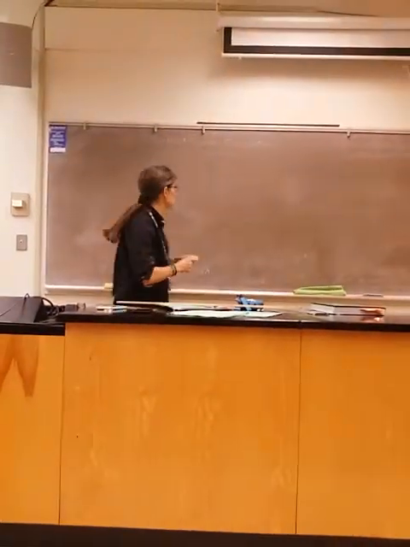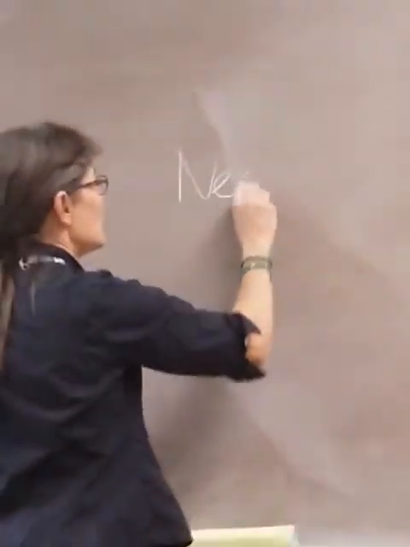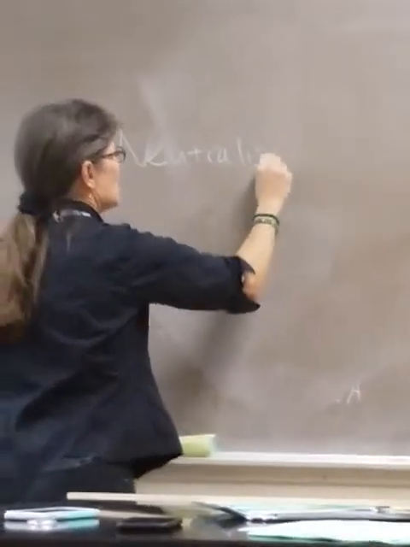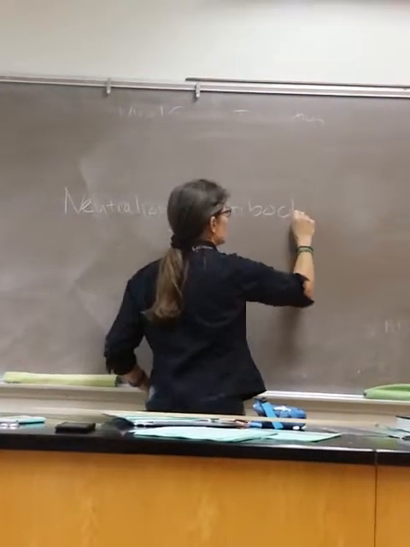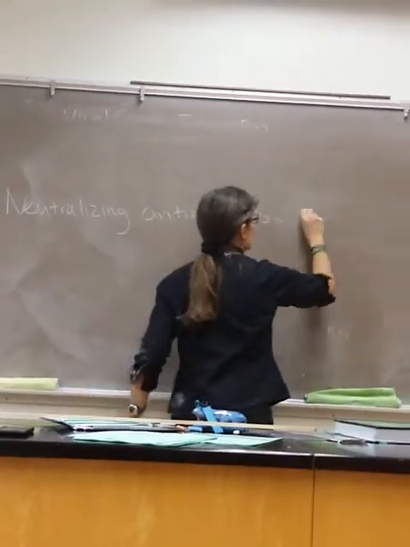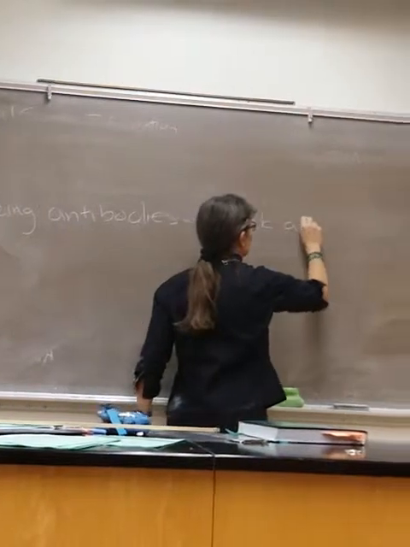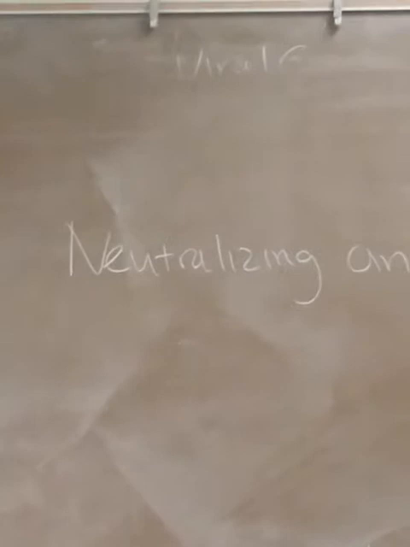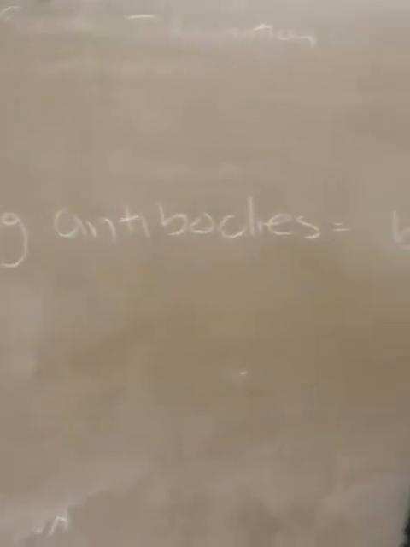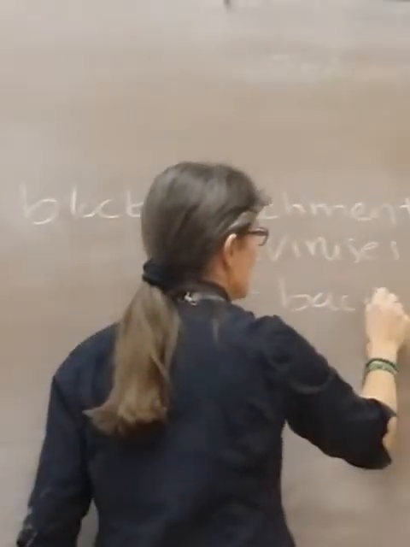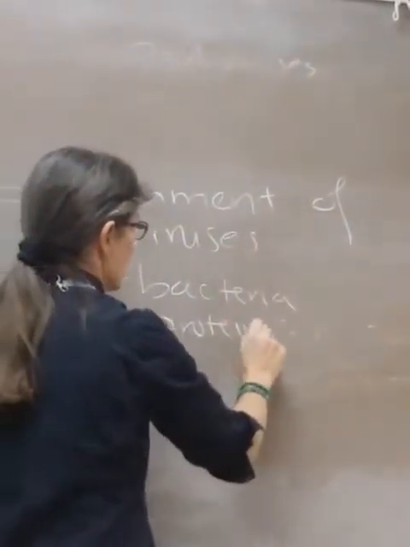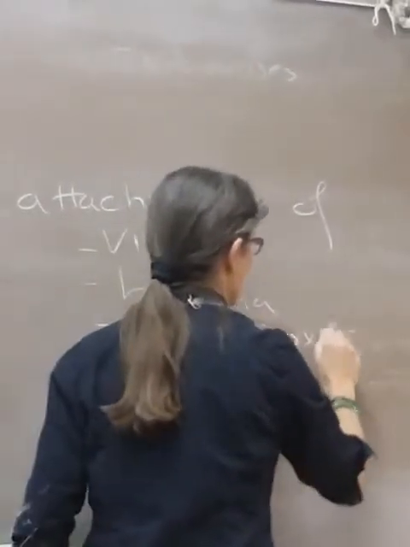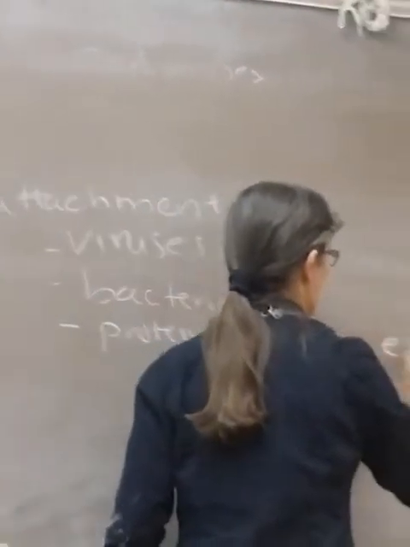So important vocabulary, folks. If I ask you, what are neutralizing antibodies? These are antibodies that block attachment. And again, folks, we just want to remember they can block attachment of viruses, they can block attachment of bacterial pathogens, they can block attachment of protein toxins. And we'll see in chapters 14 and 15, such toxins we call exotoxins.